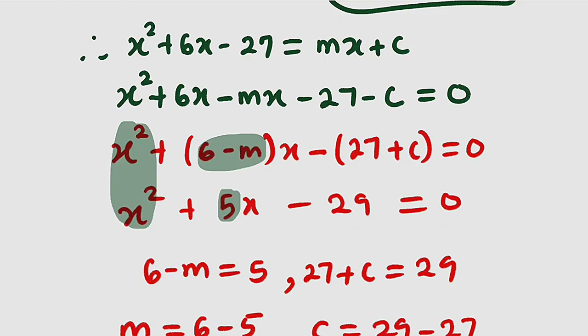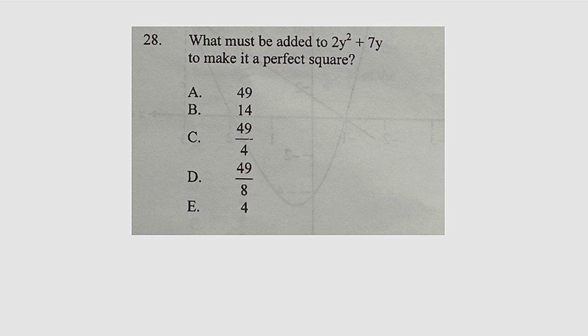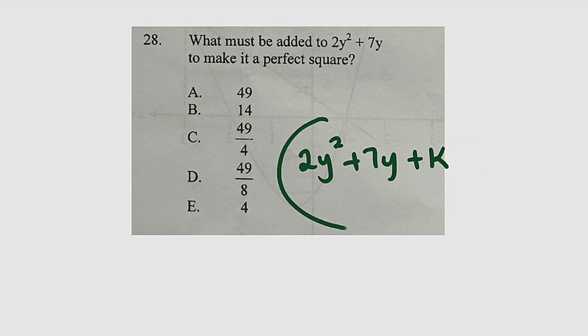Now let us move on to question number 28. Question number 28 reads, what must be added to 2y squared plus 7y to make it a perfect square? Okay, I would like to add k. Let the number be k. So it becomes 2y squared plus 7y plus k. So if this is a perfect square quadratic expression, the discriminant must be equal to 0. So d must be equal to 0.